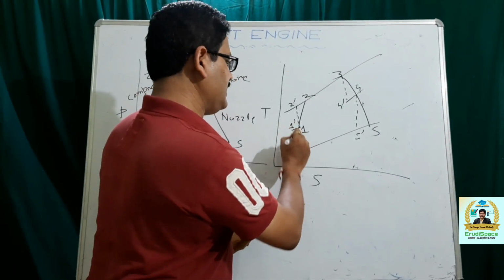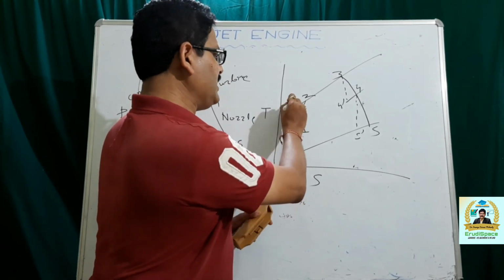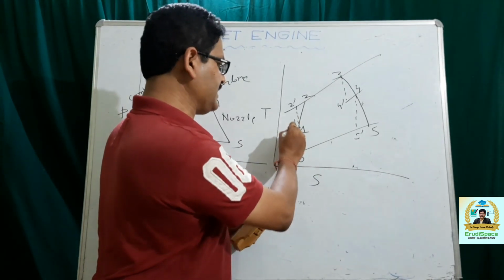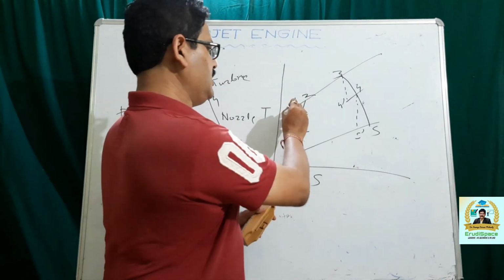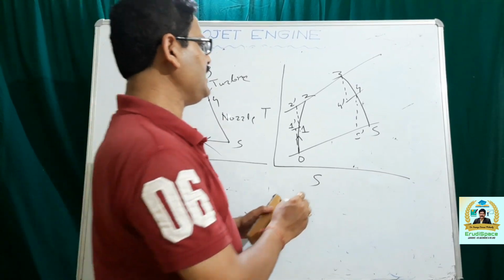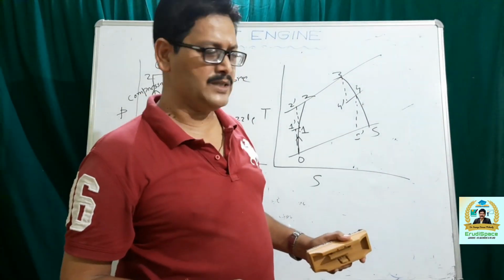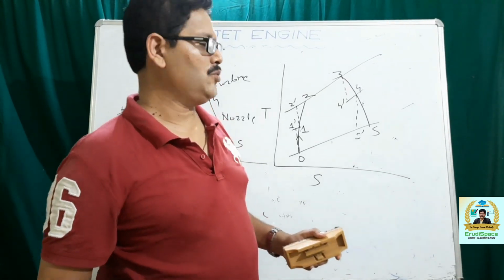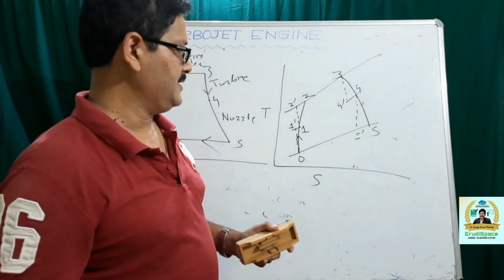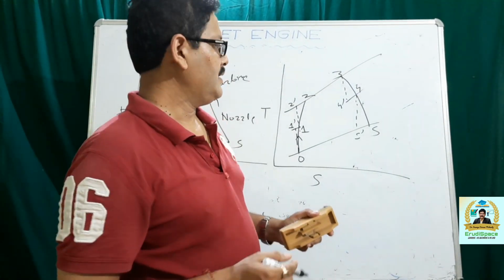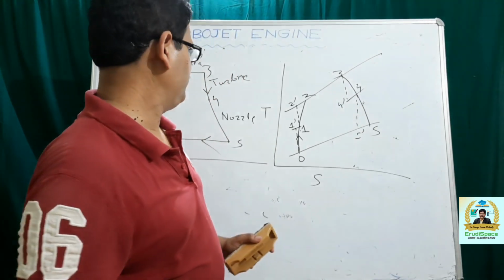0, 1 dash is actually an isentropic, an ideal process. 1, 2 dash is an ideal process. This is related to the diffuser, this is related to the compression. Similarly, we have 3, 4 dash, which is an ideal or isentropic process when it comes to your turbine, and 4, 5 dash represents the ideal or isentropic expansion taking place in the nozzle.